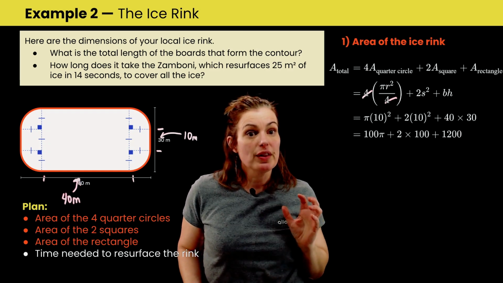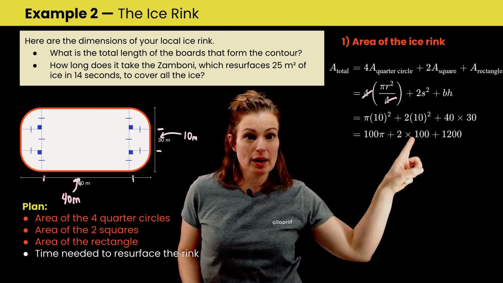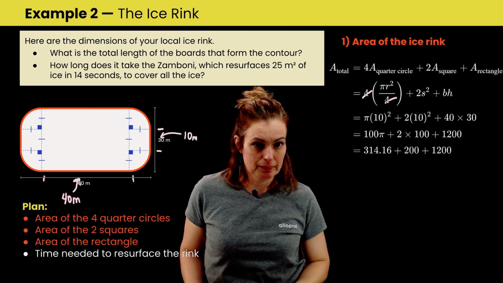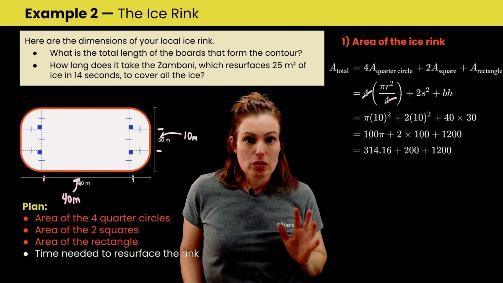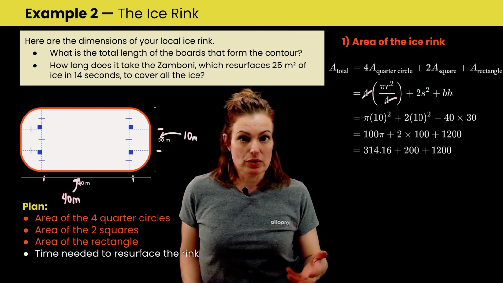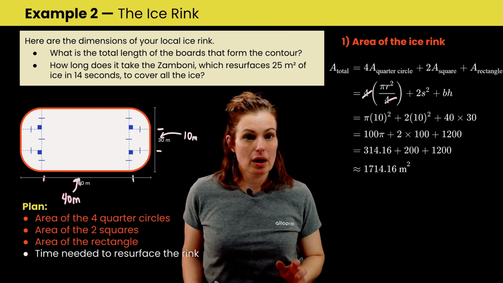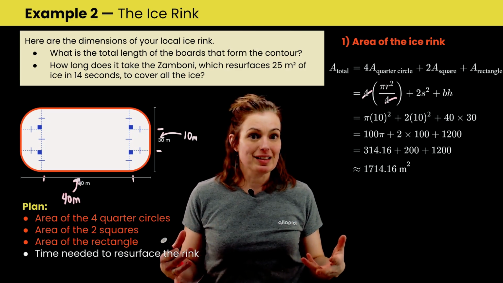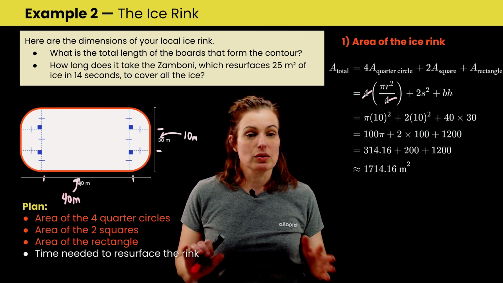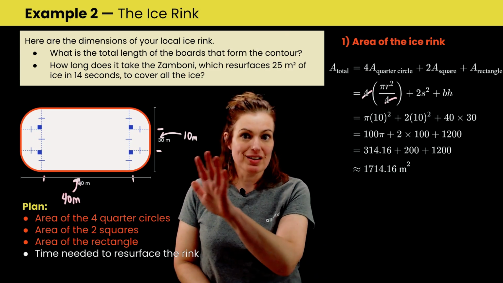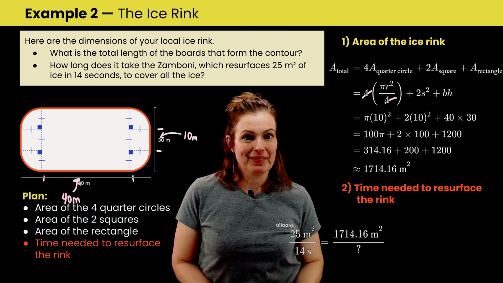So this leaves us with 100 pi plus 2 times 100 plus 1,200, which gives us 314.16 plus 200 plus 1,200 for a total of approximately 1,714.16 meters squared for the entire rink area.